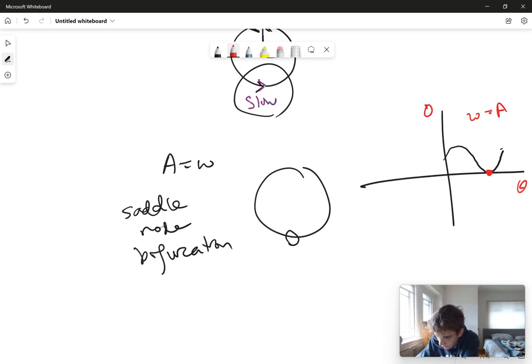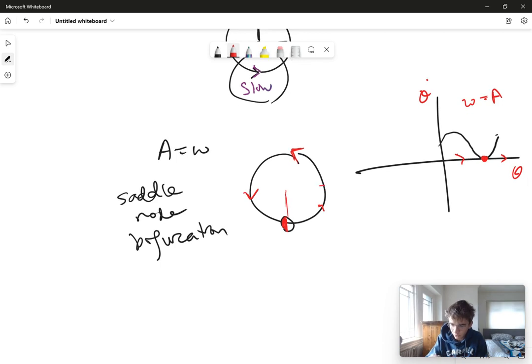Here's theta dot. And now, quickly analyzing the flow here, we can see that when theta is going from 0 to 3 pi over 2, here's my 3 pi over 2, it's going to be moving in the positive direction. So we can see that essentially we'll have flow that looks like this. And so this part of the fixed point is stable, and then the other side is unstable. So it's a half stable fixed point.